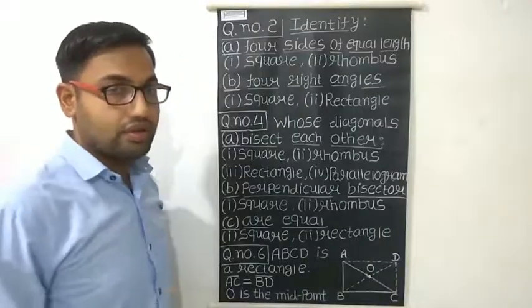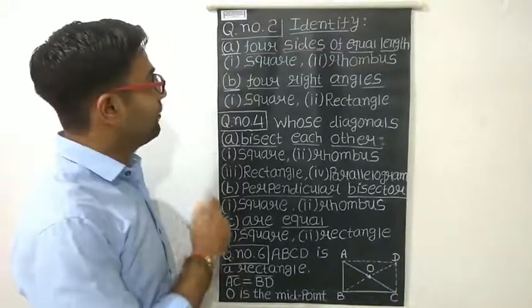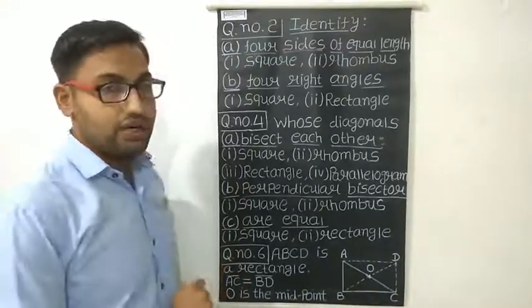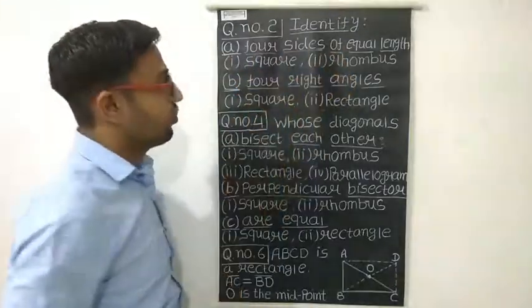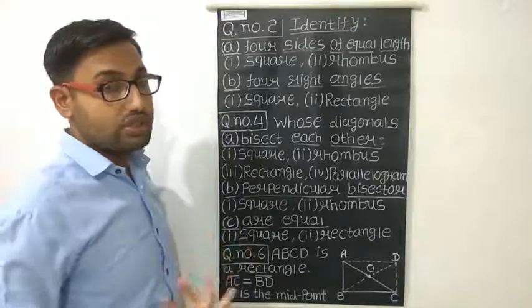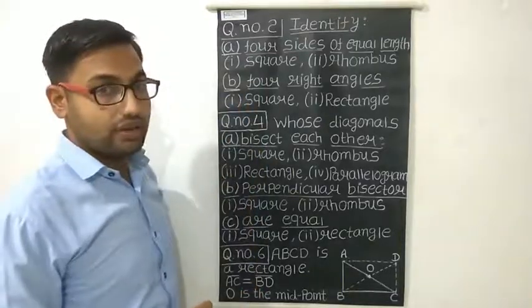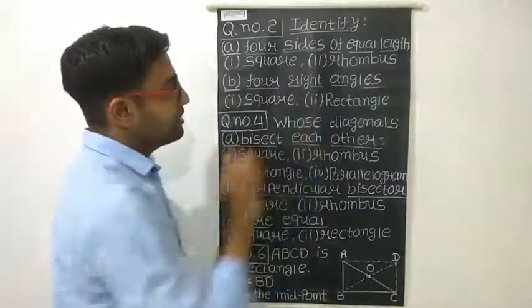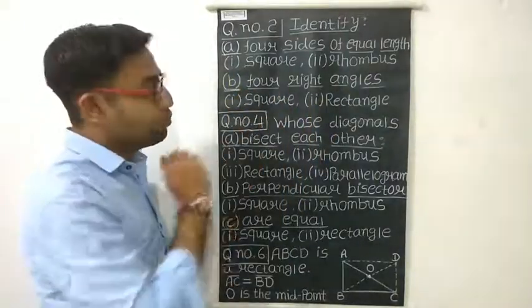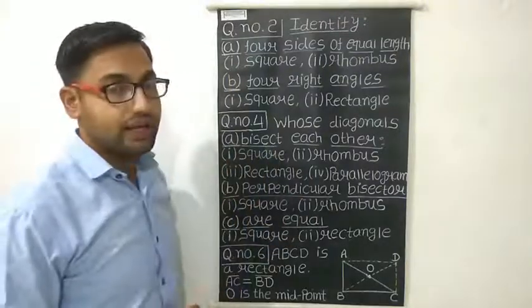Okay, so in question number 2, what is question number 2? We have to identify the quadrilaterals which have four sides of equal length. So which quadrilaterals have all four sides of equal length? So yes, there are two shapes. One is the square and second one is rhombus. These two quadrilaterals have all four sides of equal length.